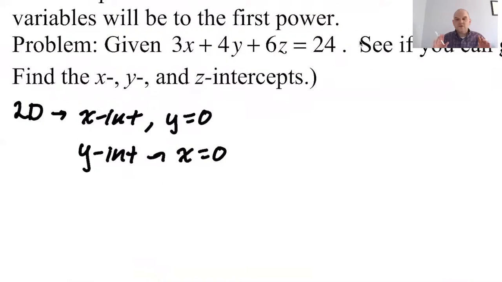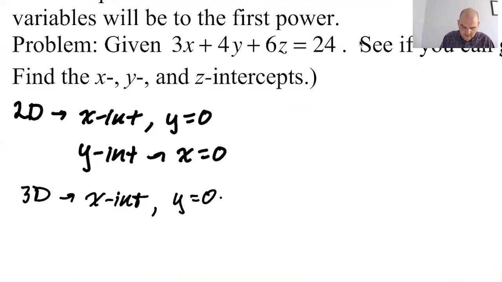Okay. 3 dimensions is the same deal. It's just going to have another thing be 0. So in 3D, if I want the x-intercept, I need y to be equal to 0 and z to be equal to 0. So y equals 0, z equals 0, and then whatever you get.